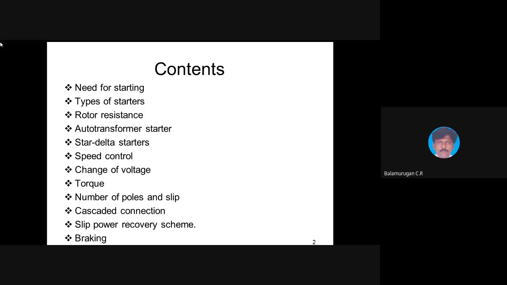So the DOL starter, direct online starter, will be preferred for machines less than 5 HP. Beyond 5 HP, we'll go for a stator resistance, auto transformer, or star delta starter. It may be 15 HP or 10 HP. And if it is a slip ring induction motor, we have only one type of starter, that is the rotor resistance starter.